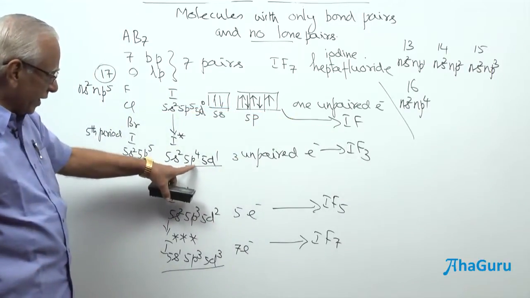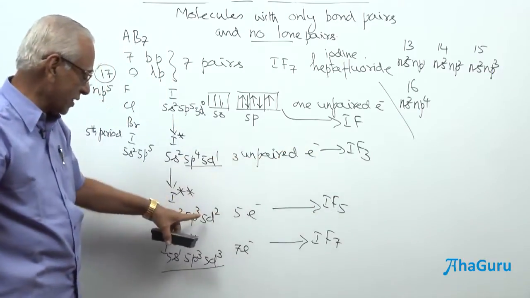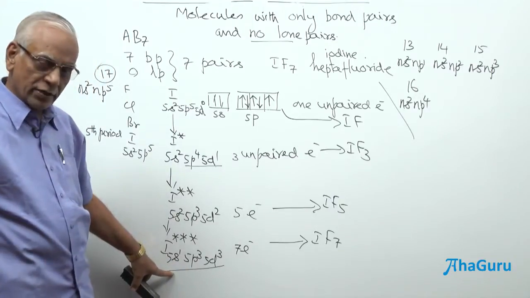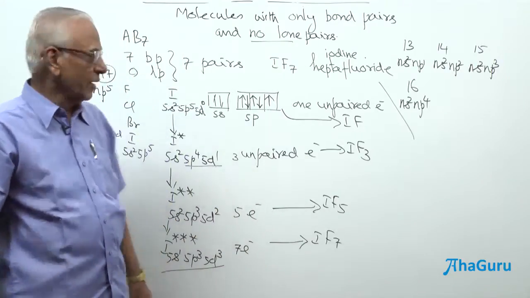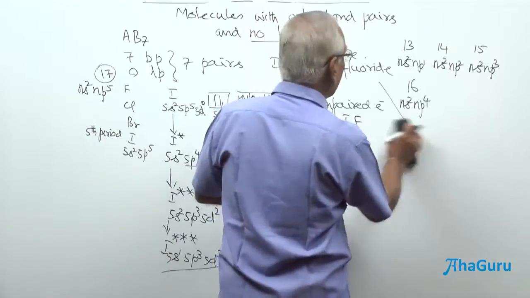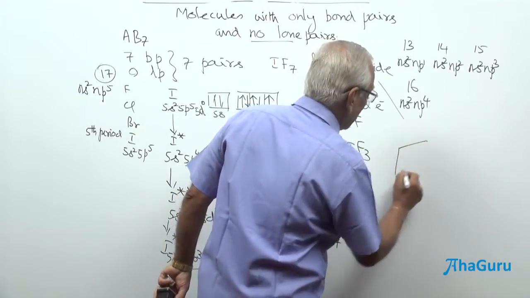In the first excited state configuration, it has 3 unpaired electrons giving rise to IF3. The next excited state gives you this, and the third excited state electronic configuration of iodine can only form IF7. Now, having formed IF7 here, how do we distribute the 7 electron pairs so that it has the least repulsion here? My dear student, you look at this.